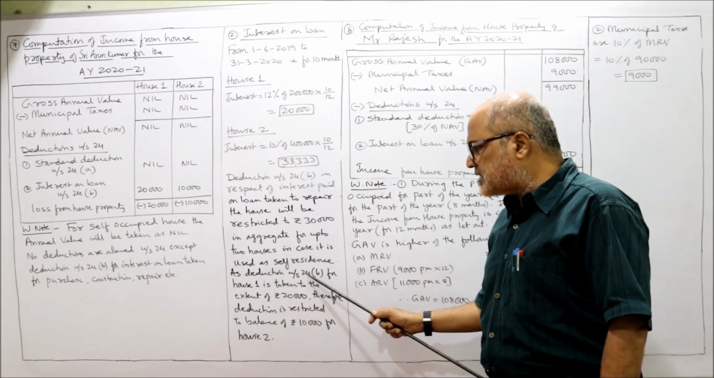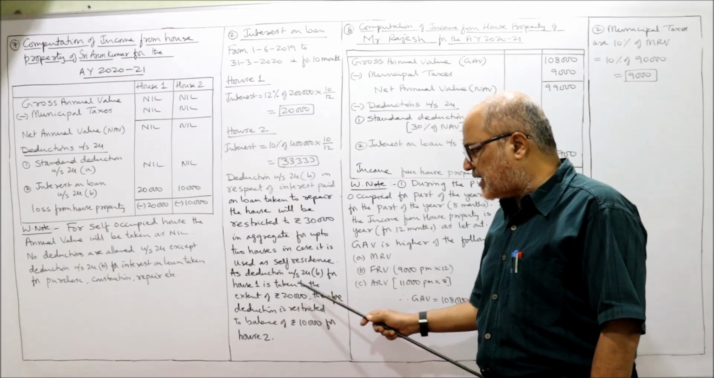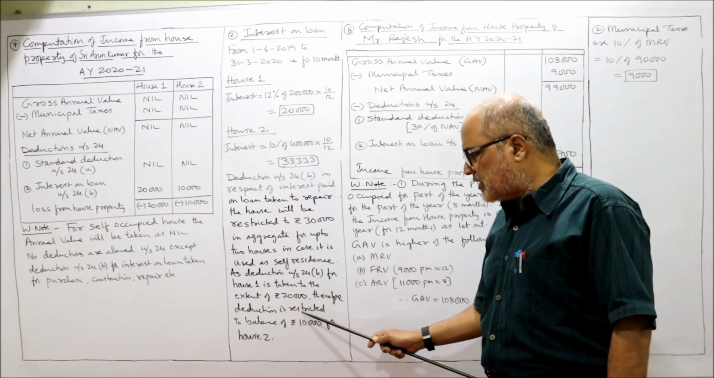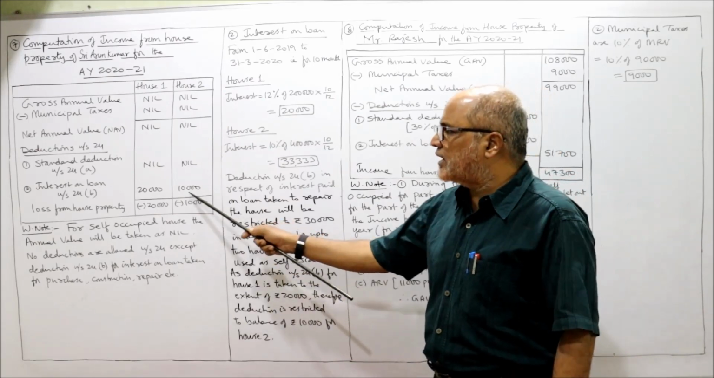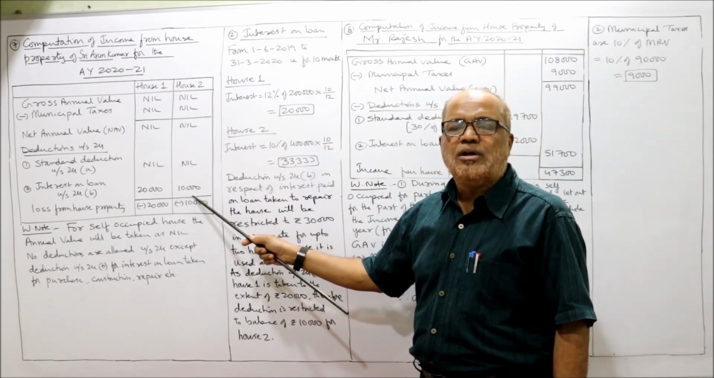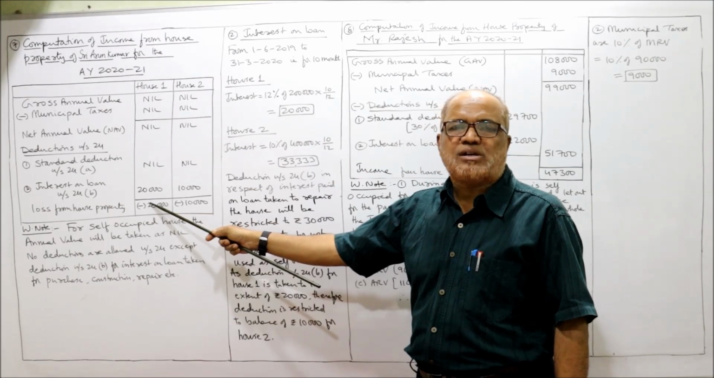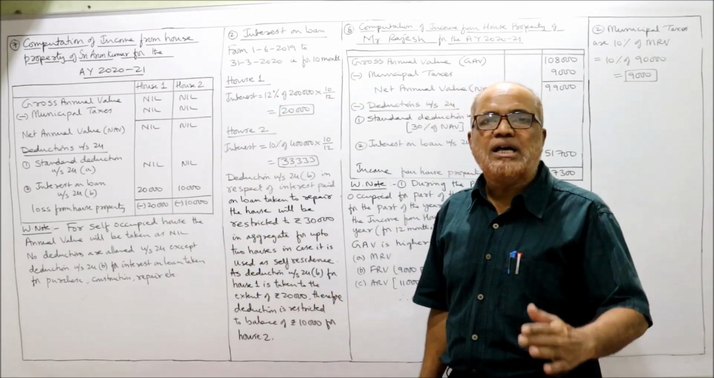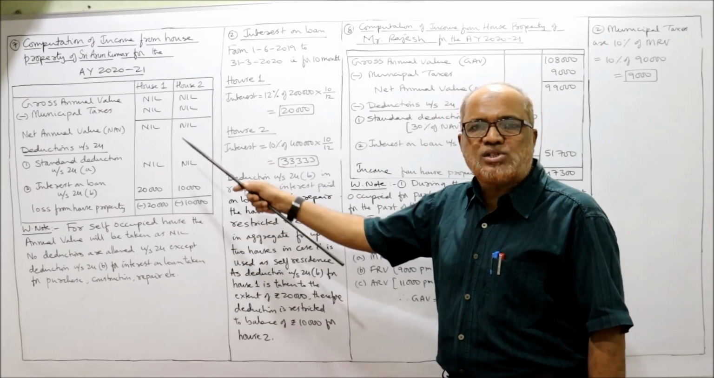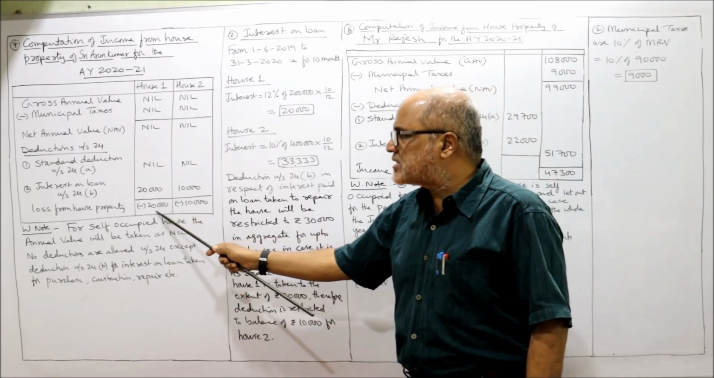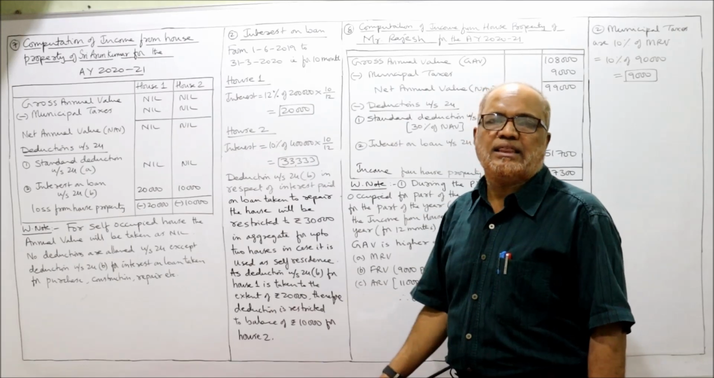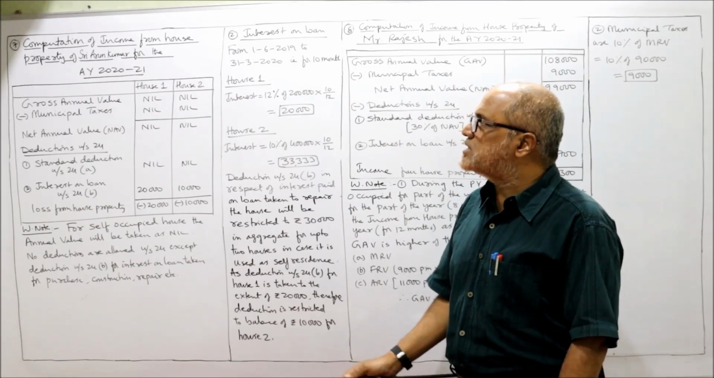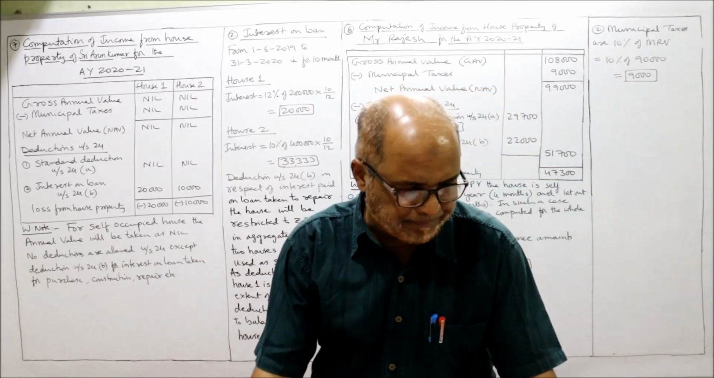Then as deduction under section 24B for house number 1 is taken as 20,000, therefore deduction is restricted to the balance of 10,000 for house number 2. So house number 2 deduction will be given only for 10,000. So loss from self-occupied house: first house 20,000, second house 10,000. That's it. So this is the end of problem number 7.